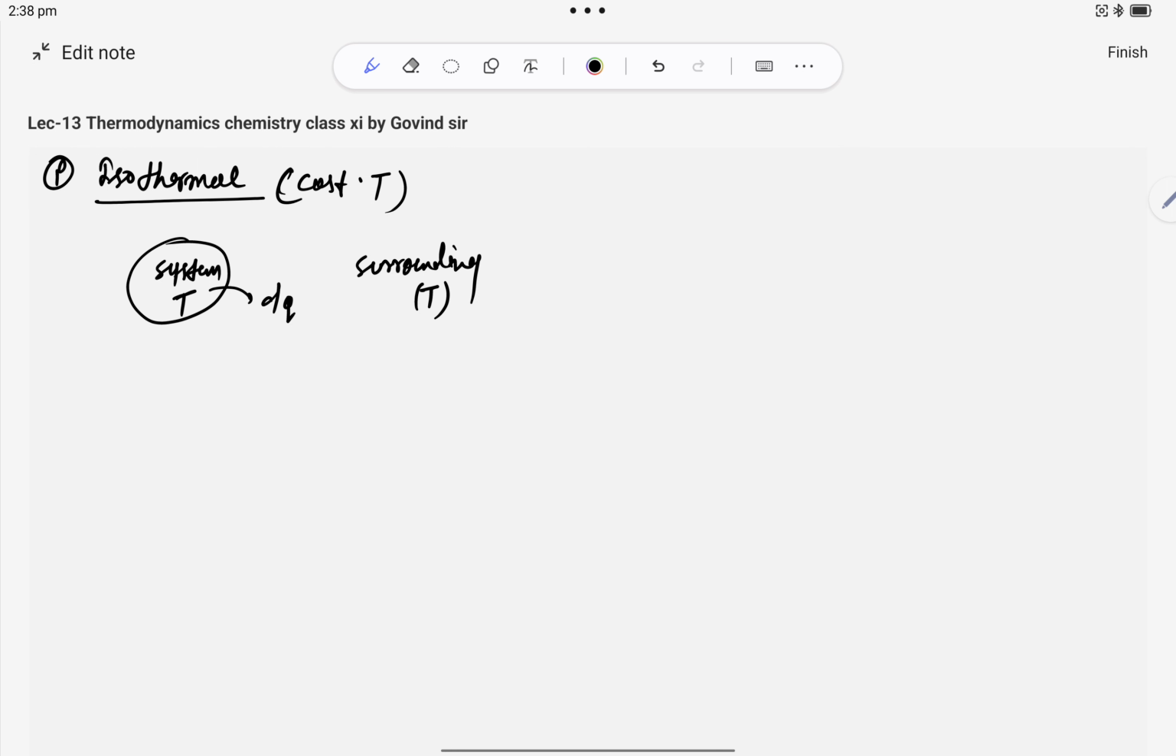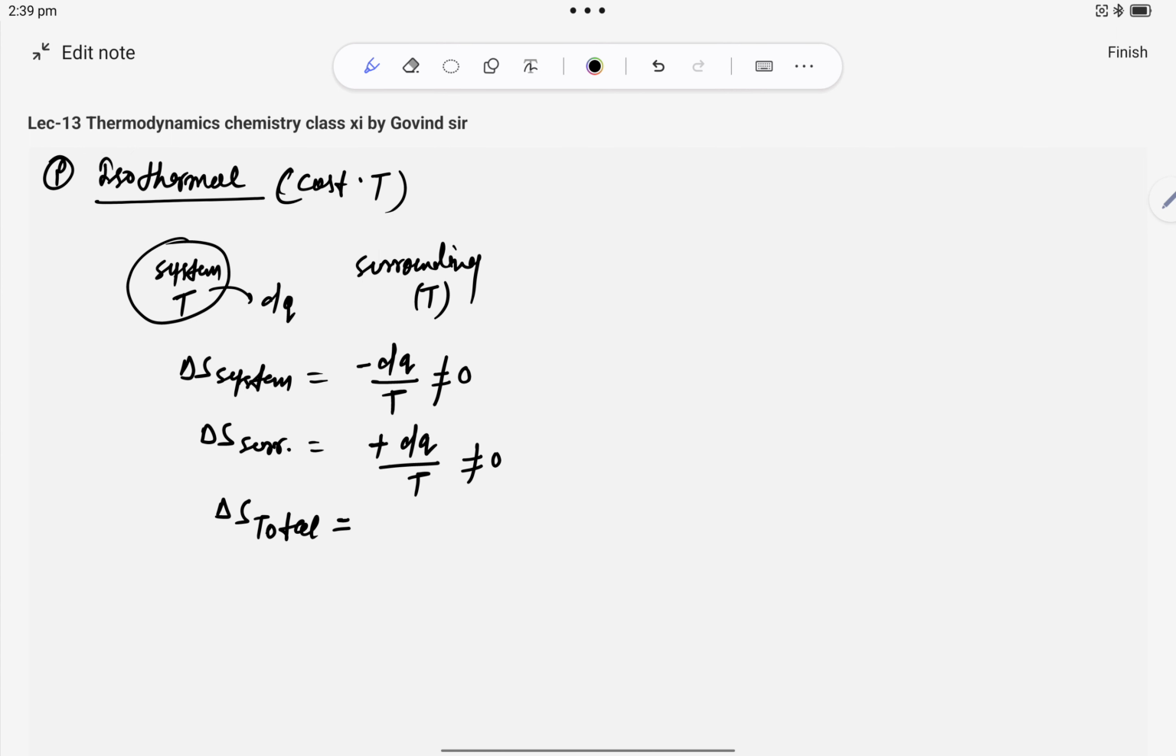It is releasing a small heat, so delta S of system is equal to minus dq upon T, which is not equal to 0. Delta S of surrounding, it is accepting, so dq upon T, which is also not equal to 0. So S total is equal to 0. That is for isothermal.